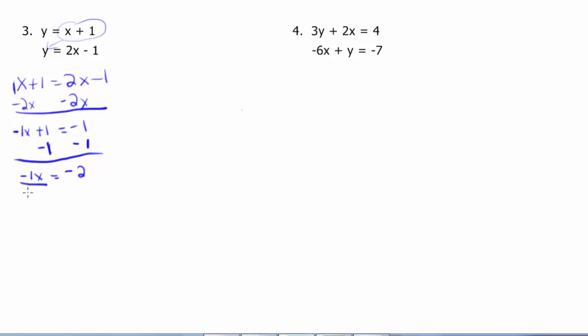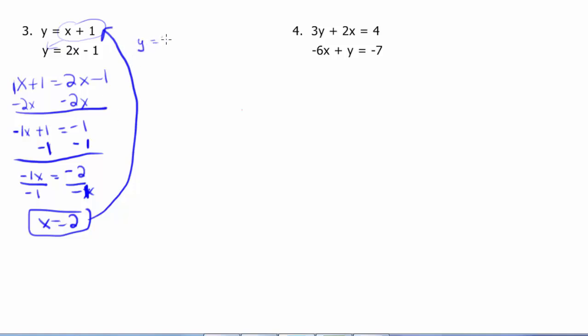So then I divide by negative 1. Whoops, negative 1. So x equals positive 2. And then again, we're just going to plug it back in. Plug it back into the easier one. I don't care, it doesn't matter which one you plug it into. y equals 2 plus 1, so y equals 3. So your answer would be (2, 3). That would be your point.